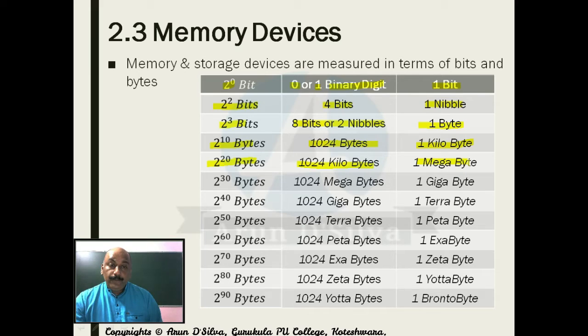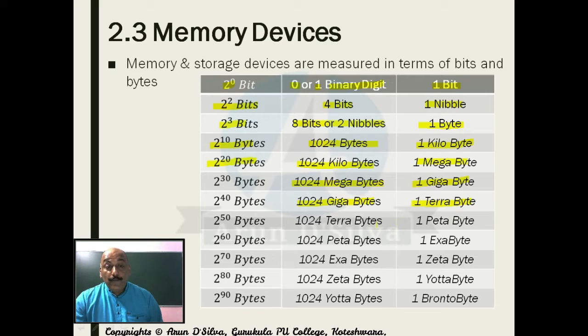Similar way, 1024 megabytes, that is equivalent to 1 gigabyte, 1 GB. That is actually 2 to the power 30. The 2 to the power 40, that means 1024 gigabytes, that becomes 1 terabyte or 1 TB. Today's hard disks are 1 TB, 2 TB, 3 TB.